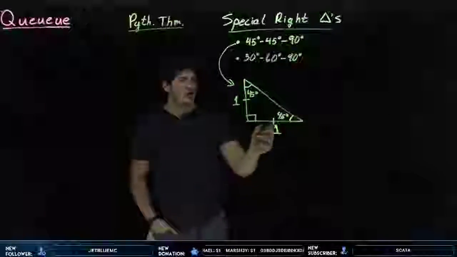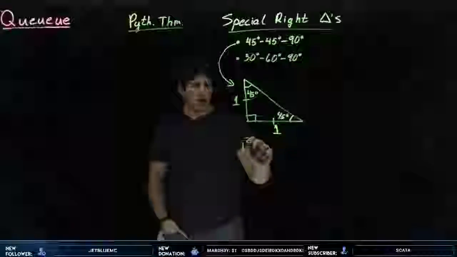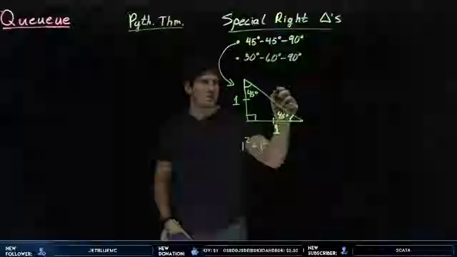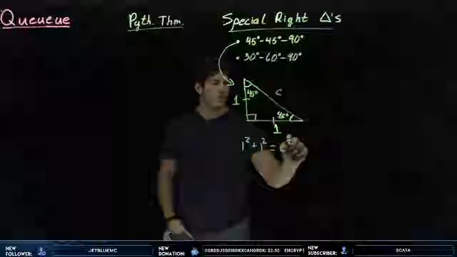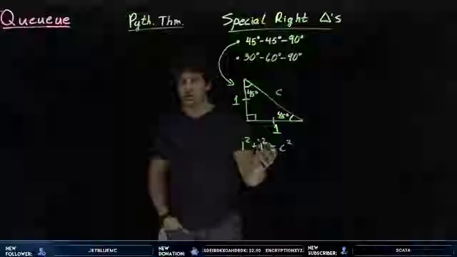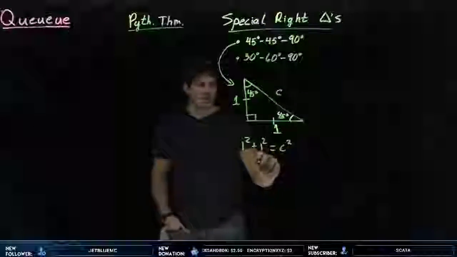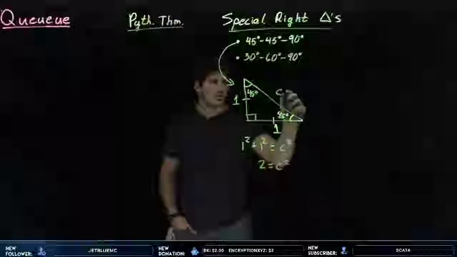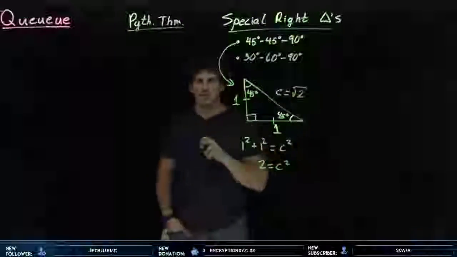Okay, to start, this one's going to be pretty simple. I have 1 squared plus 1 squared, and we'll say this is C, equals C squared. 1 squared is just 1, 1 squared is just 1, so that's going to be 2 equals C squared. So C equals the square root of 2.